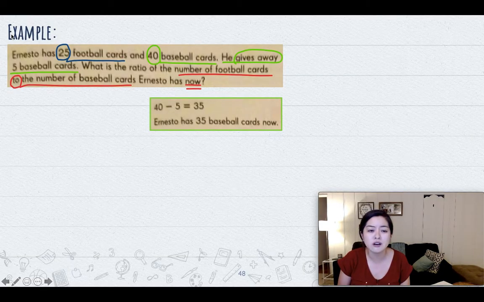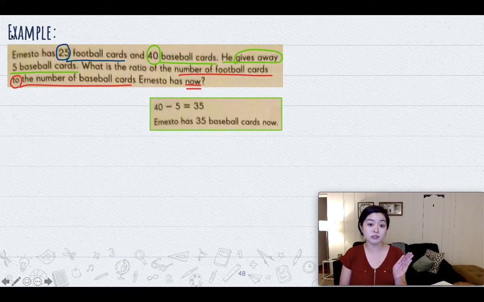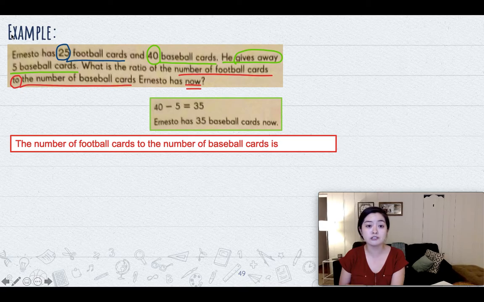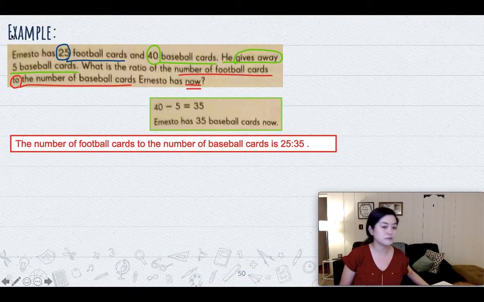All right, so now the question asks, what is the ratio of the number of football cards to the number of baseball cards Ernesto has now? Okay, so we have to write the number of football cards first, and then we have to write the number of baseball cards as the second term. So the number of football cards to the number of baseball cards is 25 to 35. Okay.